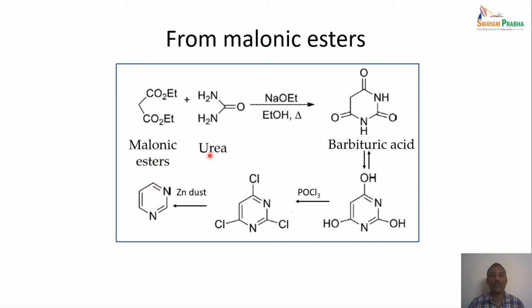Starting from malonic ester and urea, treatment in the presence of a strong base leads to barbituric acid as shown here. This barbituric acid undergoes tautomerization as shown here, with the trihydroxy derivative. So here we have the keto derivative, that is the amide derivative, and here we have the phenolic derivative.